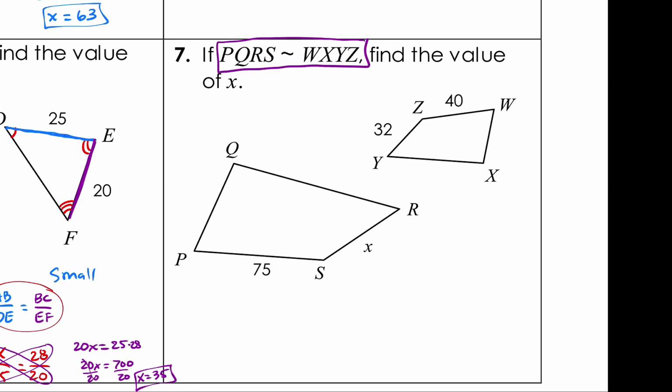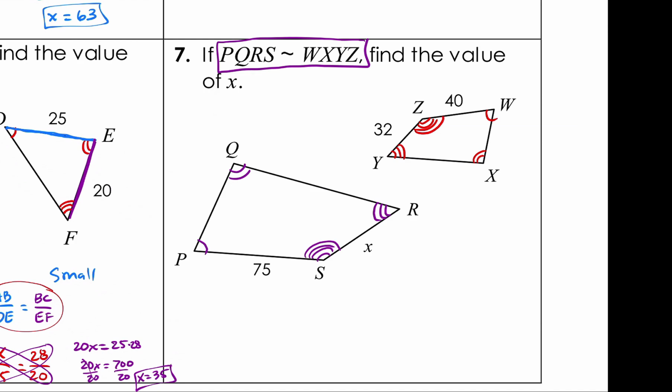PQRS is similar to WXYZ. And now if you look here, look at the sides that have lengths. Don't look at WX, there's nothing there. Don't look at YX, there's nothing there. Don't look at QR, nothing there. Don't look at QP, nothing there. We want to look at the sides that have actual lengths.